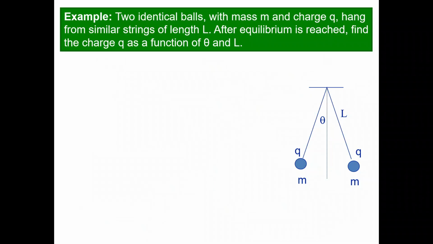Now, here's an example where we actually have to consider both. This is going to look very similar to a problem that you had coming out of dynamics, where maybe you had objects hanging on ramps with your mechanics course. So here we have two identical balls or spheres of some kind that have mass m and charge q. They hang from similar strings of length L, and after equilibrium is reached, so we hang them, they're going to repel each other apart because they're identical, so like charges are going to repel. They're going to reach equilibrium so that they're hanging at this angle theta. And what we want to do is find the charge q as a function of theta and L.